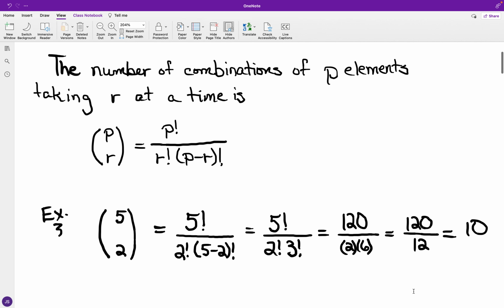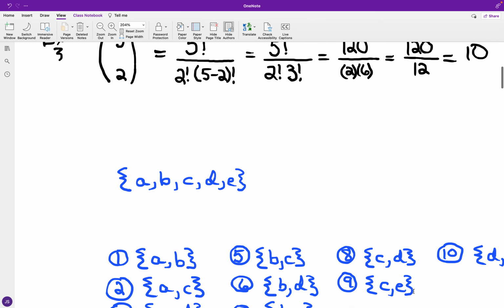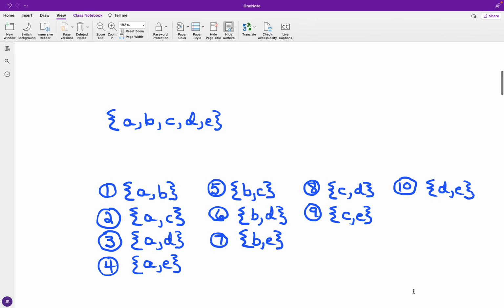I threw in this visual. Let's say you have a set of letters, the first 5 letters of the alphabet: A, B, C, D, E. If I take 2 letters at a time, among our distinct combinations, take all the combinations that include the letter A: A paired with B, A with C, A with D, and A with E. So you have 4 out of the 10.